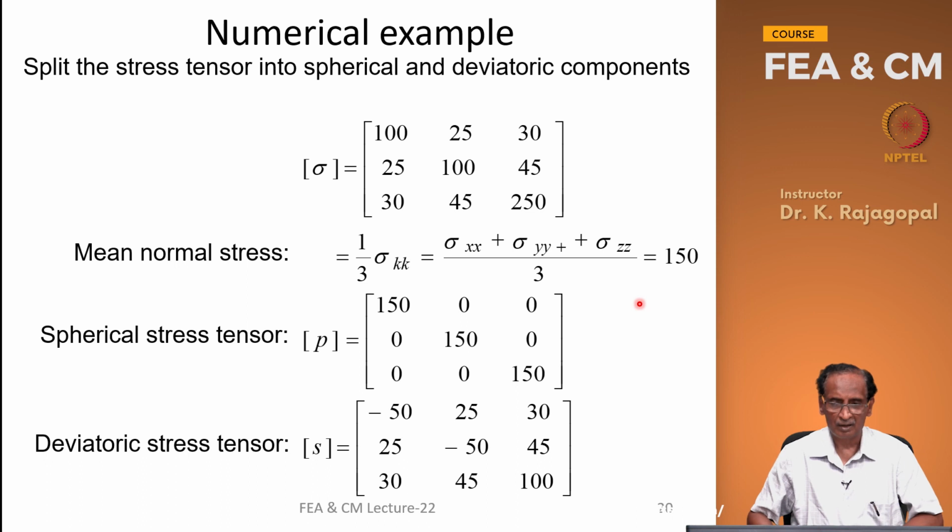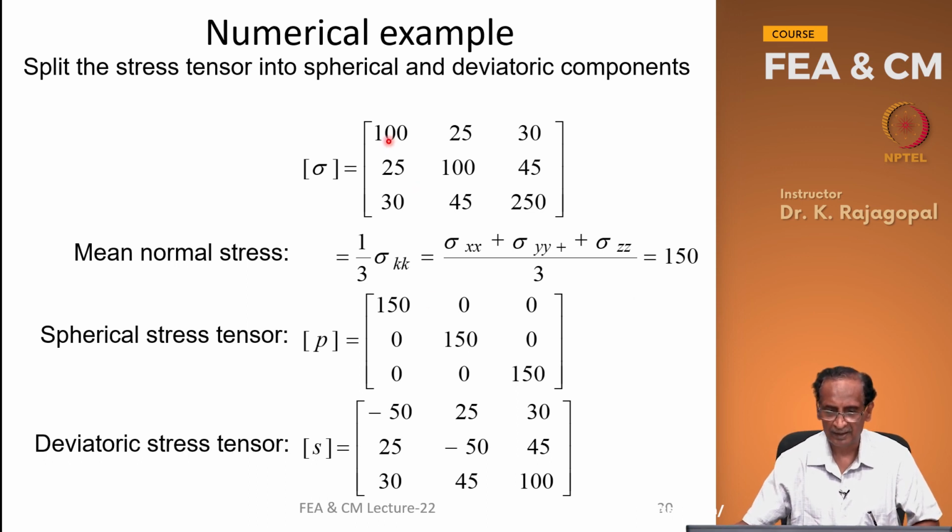Let us look at a small numerical example. Let us take a stress state where sigma x and sigma y are the same, the normal stresses are the same in both x and y directions, and then sigma zz is 250. The mean normal stress, that is 1/3 of sigma kk, is 100 plus 100 plus 250, that is 450 by 3, that is 150.